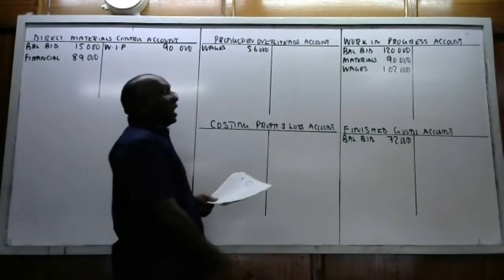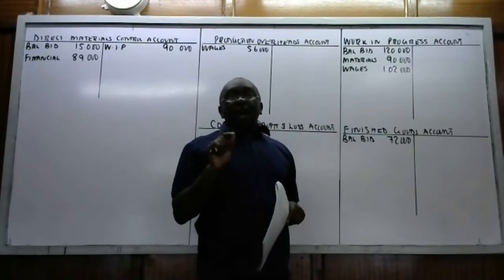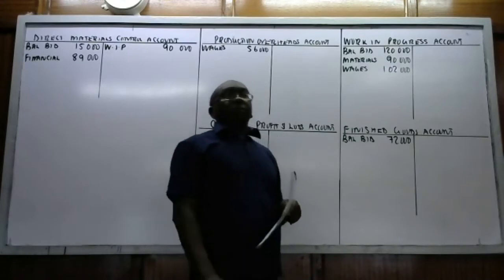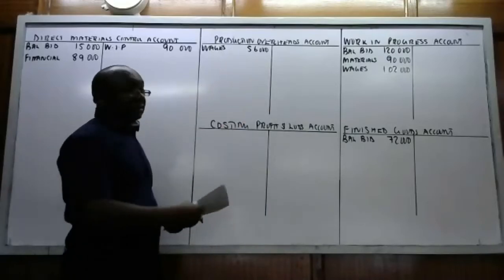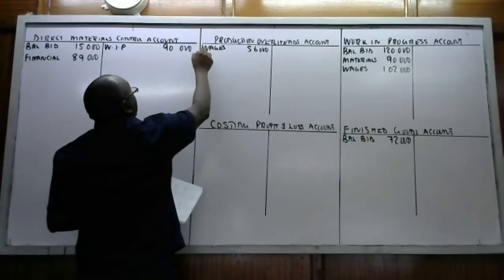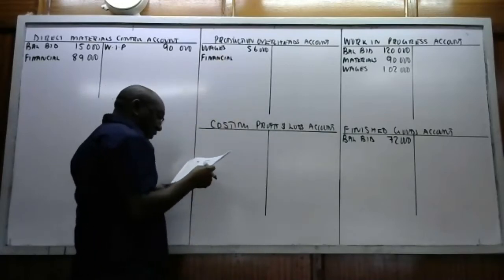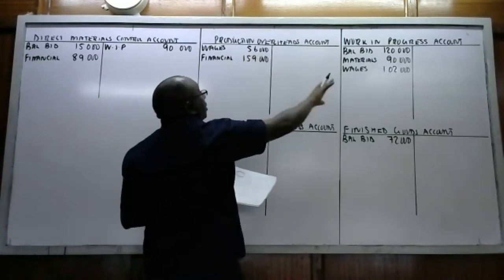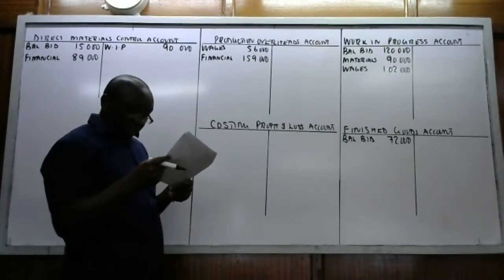Production overhead cost incurred. When you see the word incurred, it is the other word for paid. It is also the other word for actual. Incurred, paid, actual, they mean the same thing. So when we pay, we debit the overheads, credit finance. So let's start here. Because of financial, we paid 159,000. We do not have the financial account.